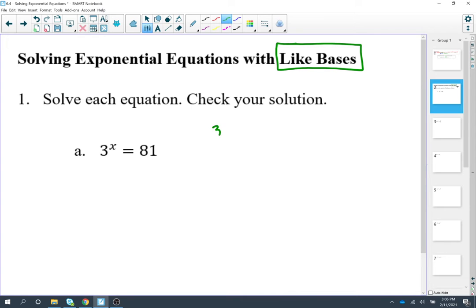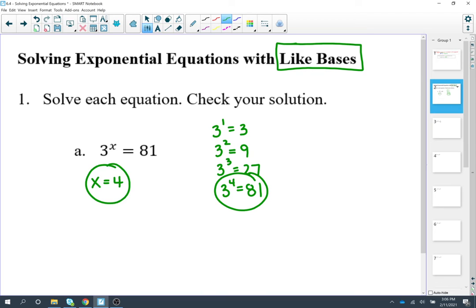If you were to do 3 to the power of 1, that's 3. 3 to the power of 2, that's 9. 3 to the third is 27. 3 to the fourth is 81, which is what we're trying to get to. So x equals 4 would be your answer. And then as for checking your solution, you kind of already did it. If you substitute 4 in, 3 to the fourth is 81.